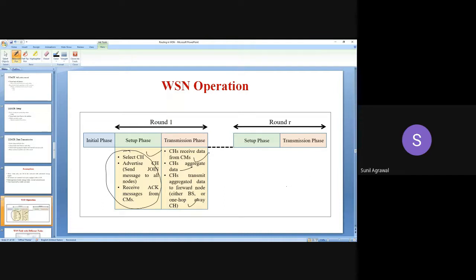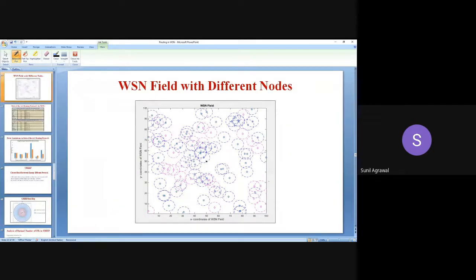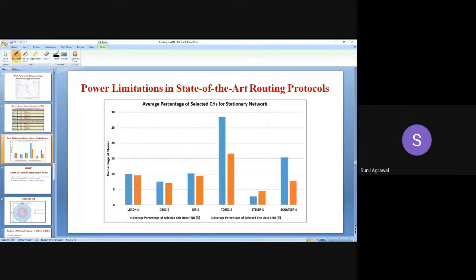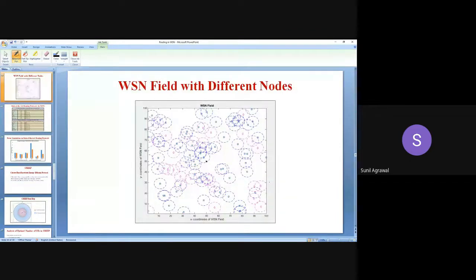So whenever a node or a cluster has some data to communicate to the base station, it has to go through the setup phase and transmission phase for every round of communication. So this is the scenario of different nodes in WSN. Here in case of LEACH, it is found that the number of cluster heads is not restricted, right? Sometimes in a 100 nodes scenario, the number of cluster heads may be 20, 30 out of 100 nodes. Sometimes it is less, sometimes more. So more number of cluster heads means more energy the nodes are going to consume, right?